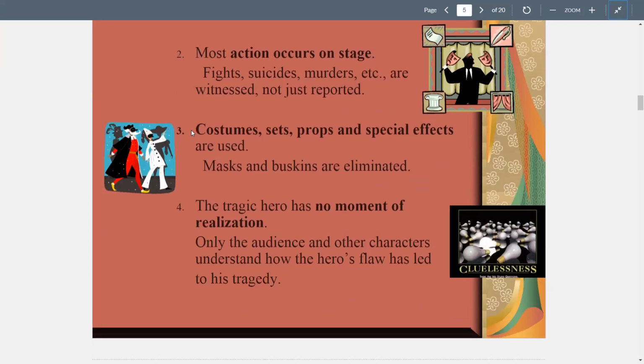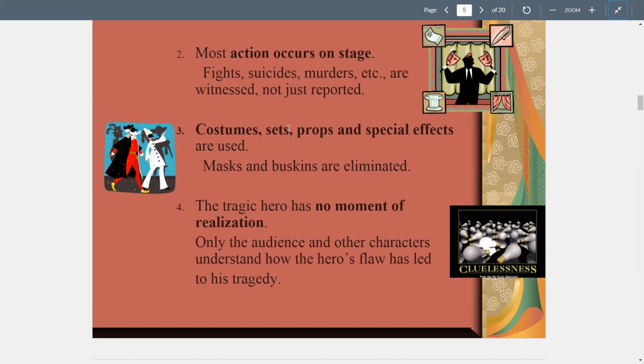Costumes, set, props, and special effects are still used, but instead of using masks and buskins, they're just using normal day-to-day costumes. And now we have a set rather than just a background like a concert would be. We get sets, we get better props, more special effects as technology has evolved.